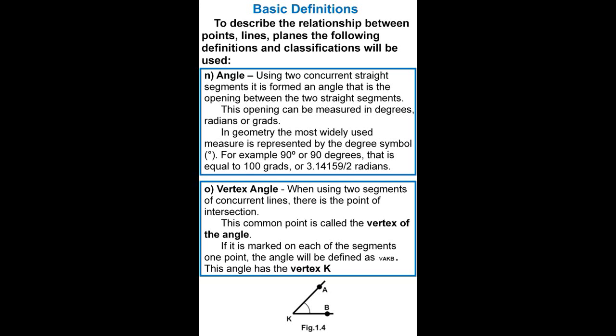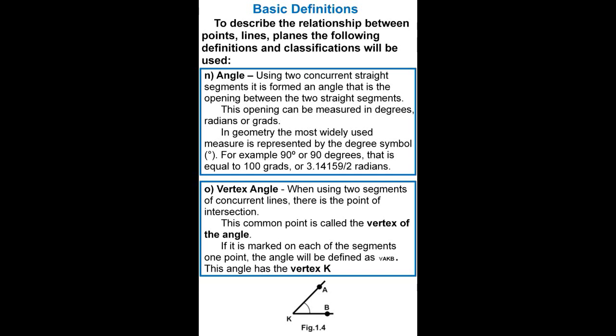In this first slide is presented the definition of angle. Using two concurrent straight segment lines, it is formed an angle, that is the opening between the two straight segment lines. This opening can be measured in degrees, radians, or grades. In geometry, the most widely used measure is represented by the degree symbol.